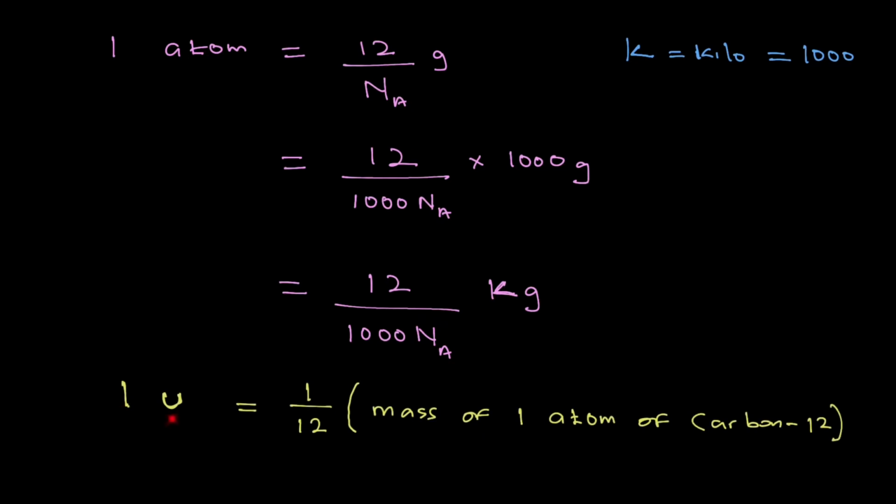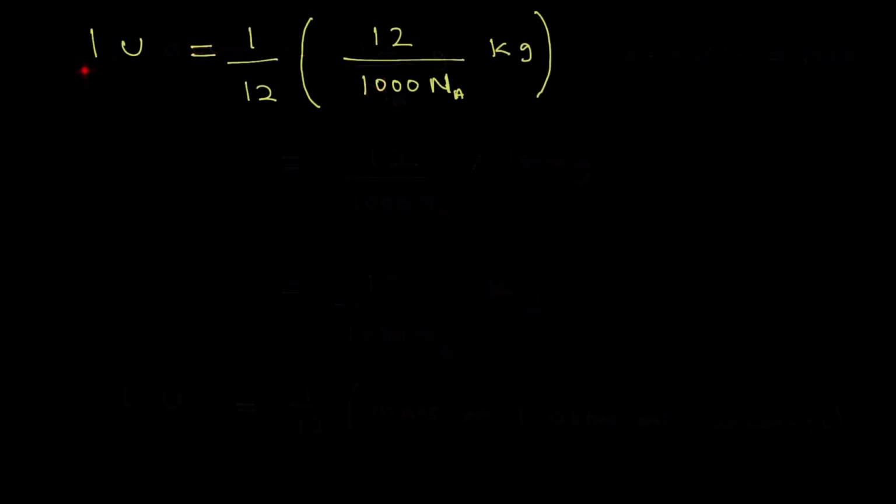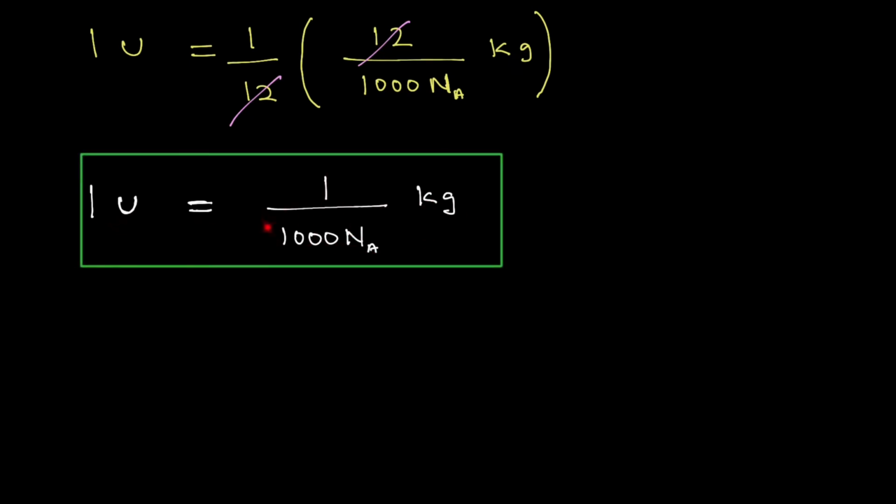But 1U equals 1/12 of the mass of one atom of carbon-12, so I need to put that into here. Now 1U equals 1 over 12 times 12 over 1,000 Na kilogram, and the 12 will cancel the 12. So 1U equals 1 over 1,000 Na kilogram.